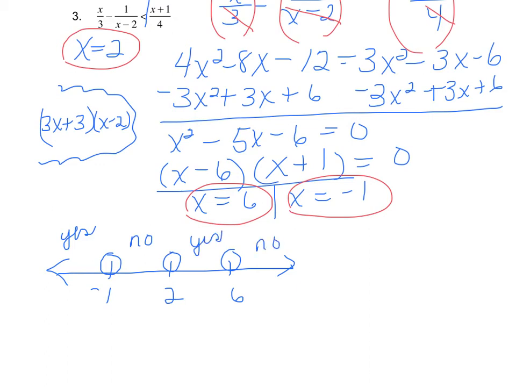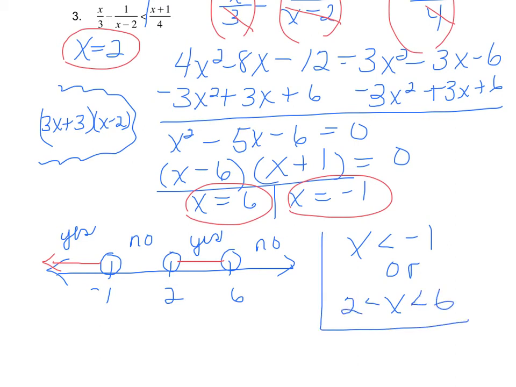So, we need every number that's going to be smaller than negative 1 and every number that falls between 2 and 6. So we need to write our answer. I need every x that's less than -1, or I need every x that's going to be greater than 2 but less than 6. So there's my answer.